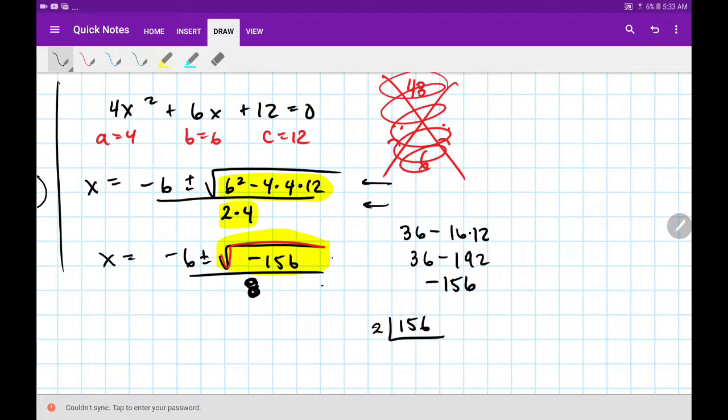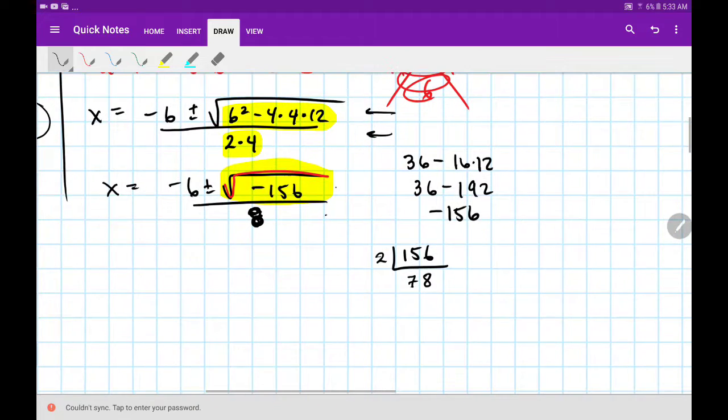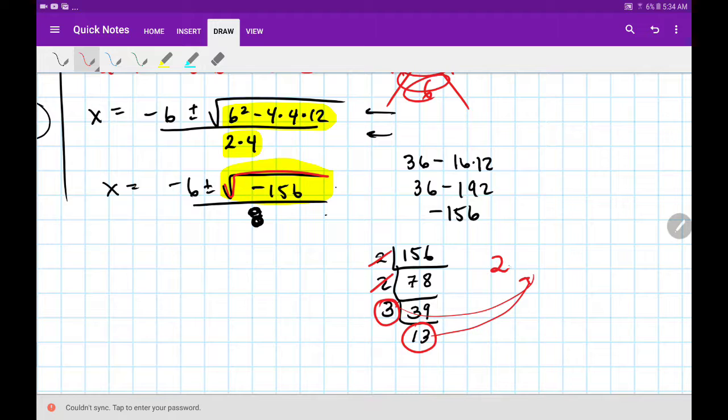So 2 definitely goes into 156 because it's an even number. And I'll be left with 78. And then 2 definitely goes into 78 because it's an even number. It goes in 39 times. 3 goes into 39 13 times, but now I'm done. So remember, we need to pull out the doubles. Here's a double. I'm crossing out and I write it only once on the outside. All the leftover numbers, they get multiplied right back on the inside.